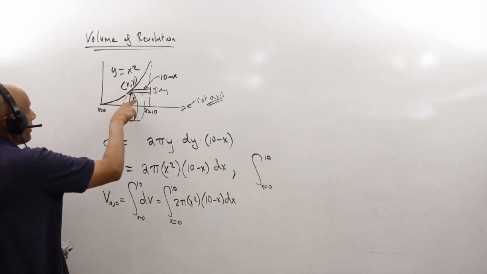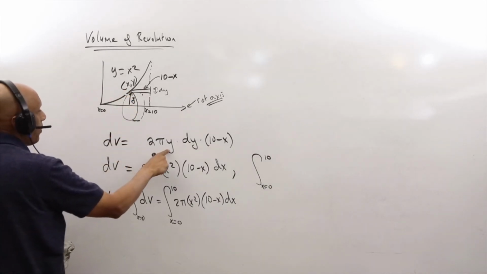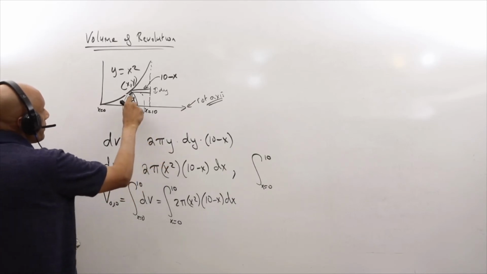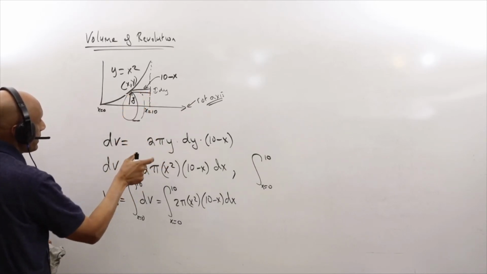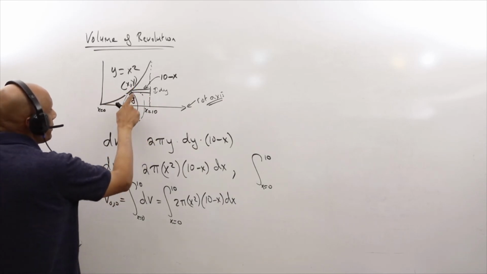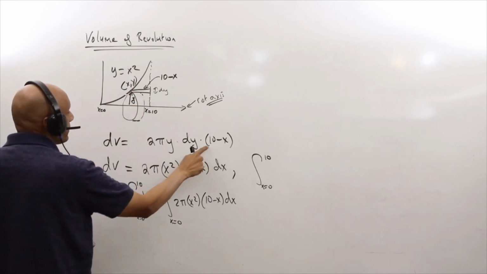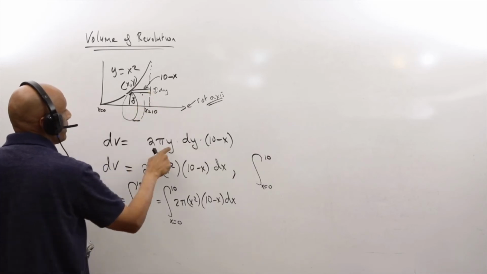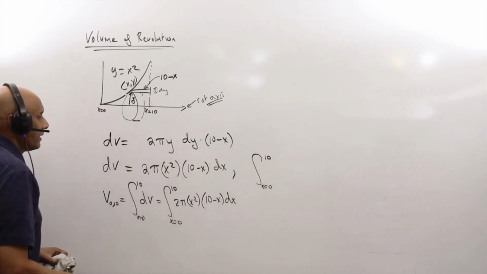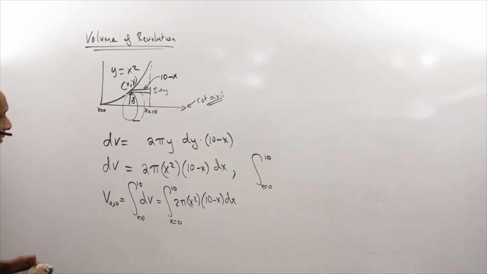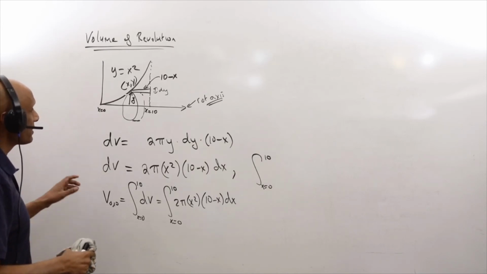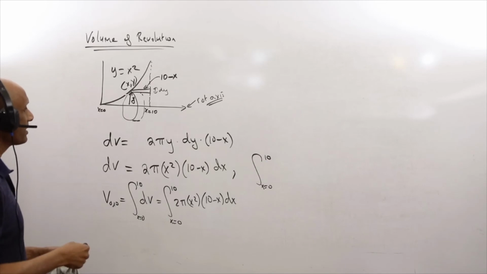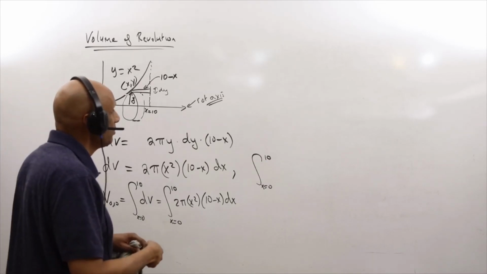Again, the perimeter of that shell is 2 pi y. Once you have the perimeter, I'm taking this rectangle and sweeping out a volume, and that volume has a length of 10 minus x with the thickness area of dy. So this is the integral setup for y is equal to x squared. I had to do these problems specifically because, based on the problem, the shell method is a little more work to do.